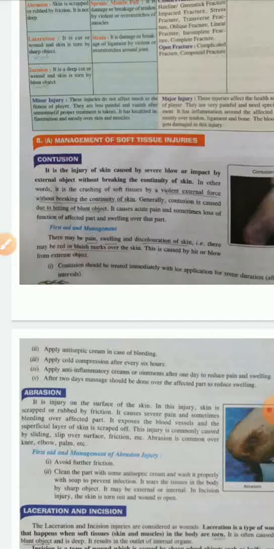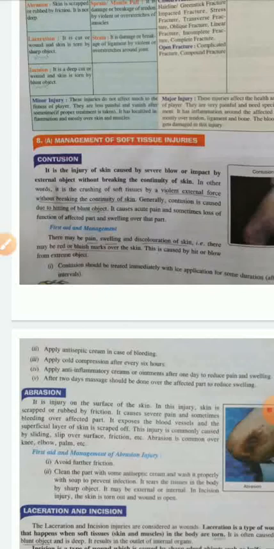If there is a direct hit by an external object over the skin without breaking the continuity of skin, for example in boxing or wrestling, where the hit happens, the color of the muscle will change. There is pain, swelling, discoloration of skin, that is, the color of the skin changes to a red or bluish mark over the skin.